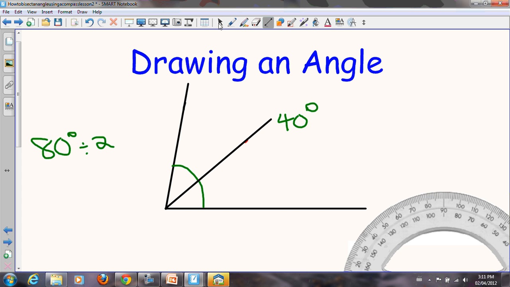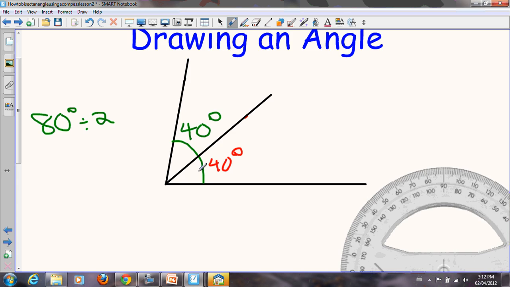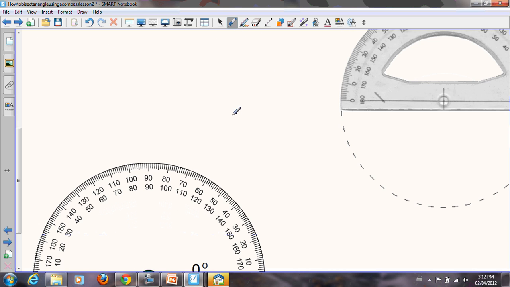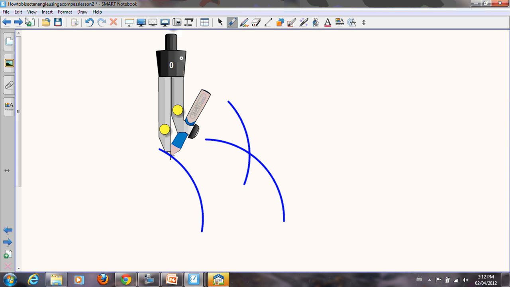In other words, we've chopped it into two perfectly good 40-degree angles. So they are now bisected. So any angle you are given, all you have to do is bisect the angle by measuring it, and then you can easily tell how much you need to draw to cut it in half.